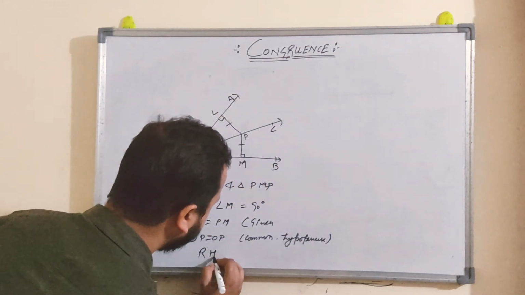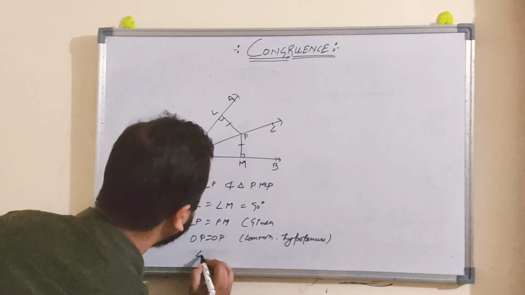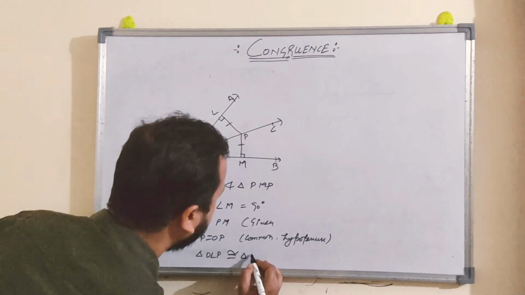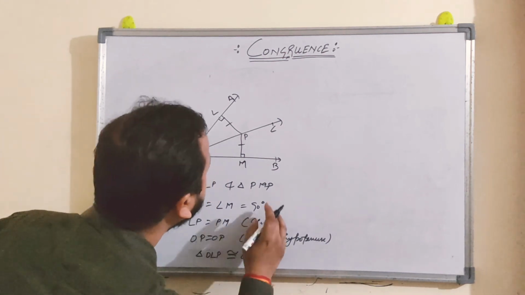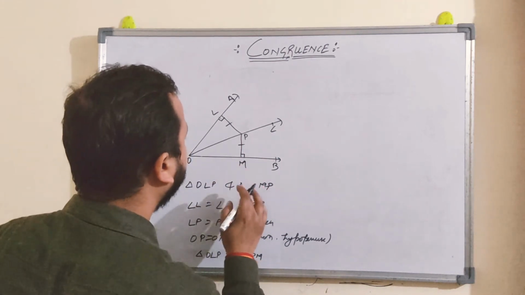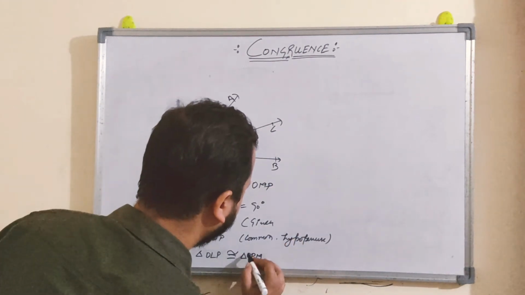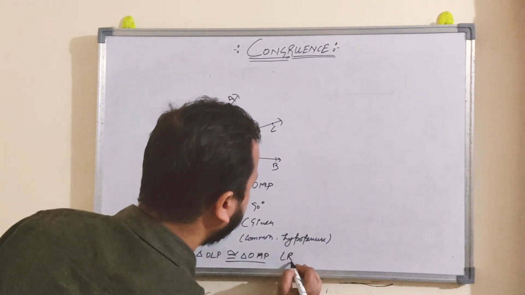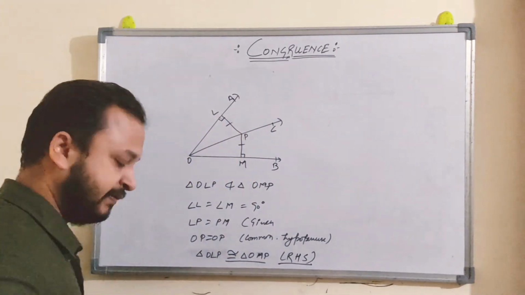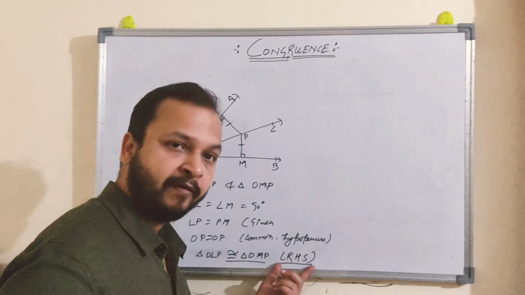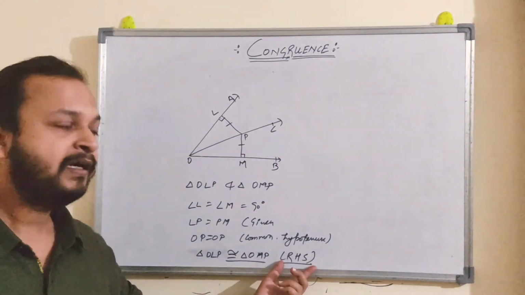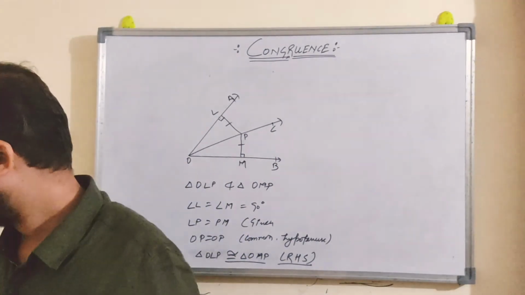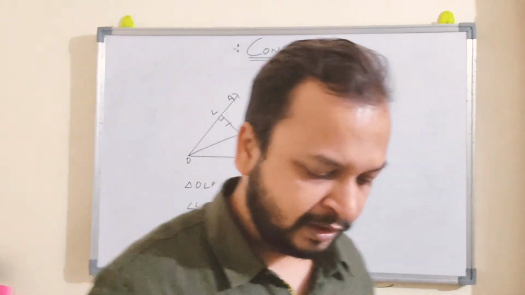So by RHS you can say that these two triangles, triangle OLP is congruent to triangle OMP, by RHS congruency. So this property of congruency you have to write, right? By which property you have proven that these two triangles are congruent. So in the same way you can do it for the second part.